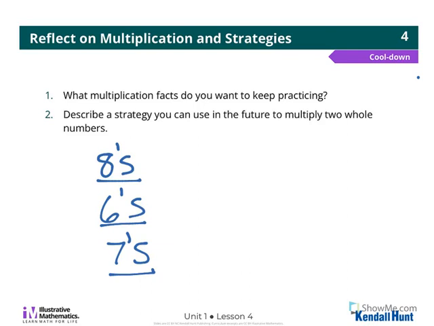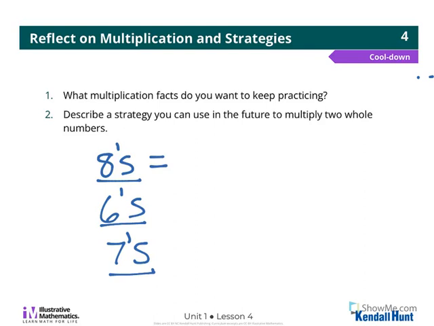A lot of kids struggle with 7 times 8. 7 times 8 is 56. 5, 6, 7, 8. That's a little trick for that one. Anyway, let's take a look. Describe a strategy you can use in the future. So let's look at some strategies for 8s.